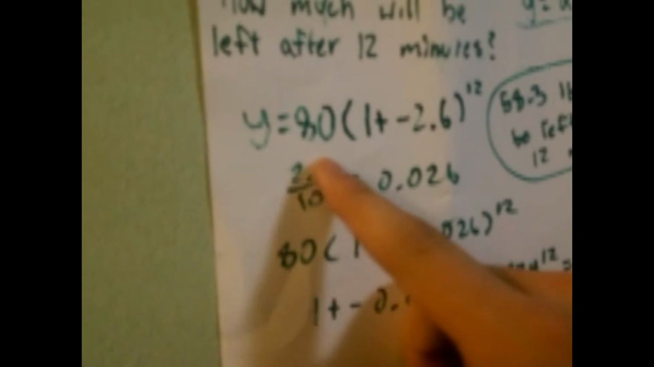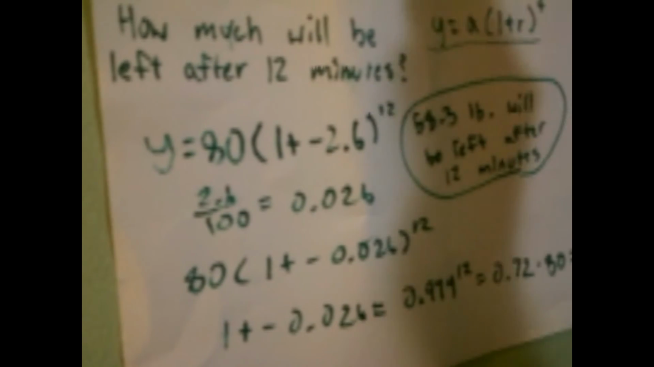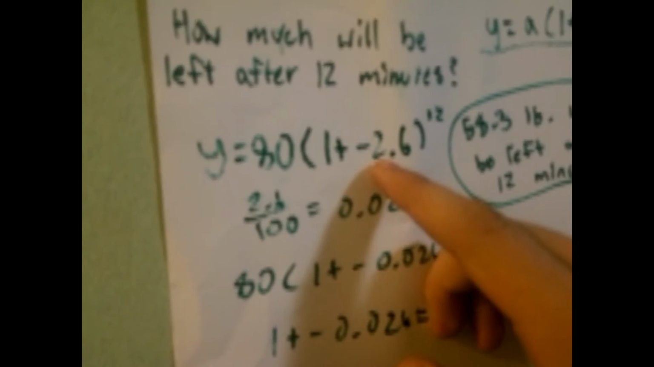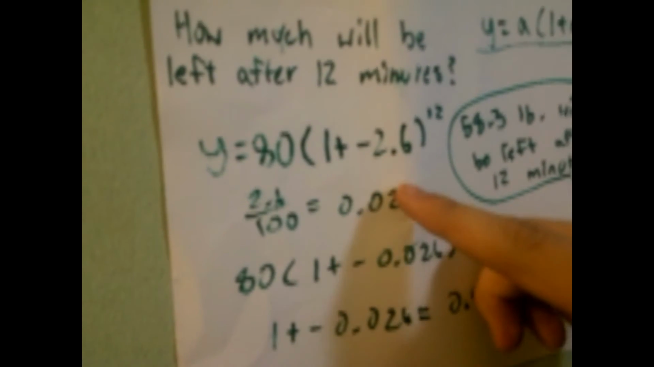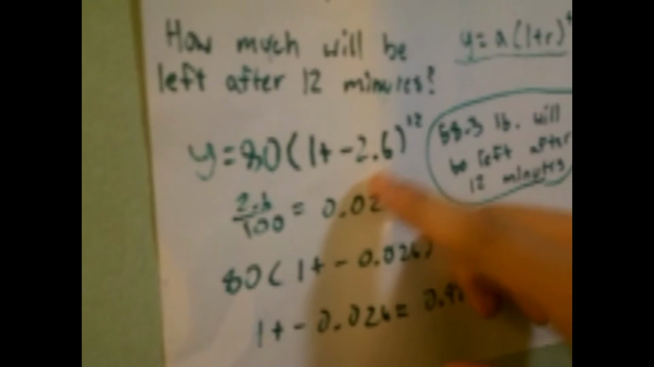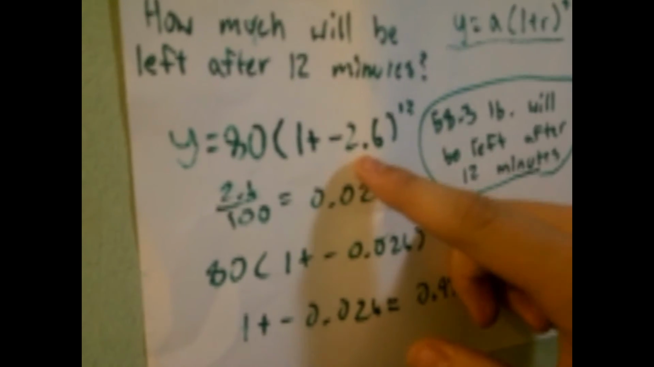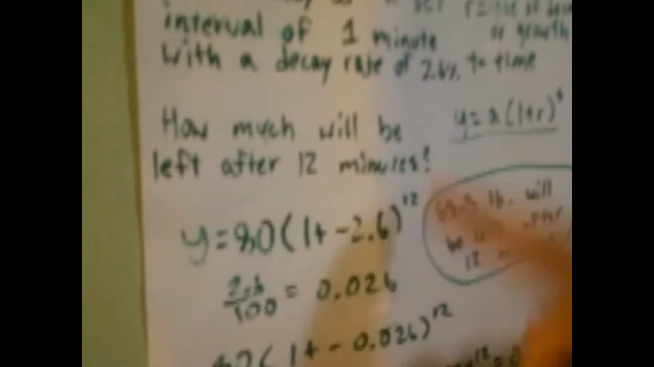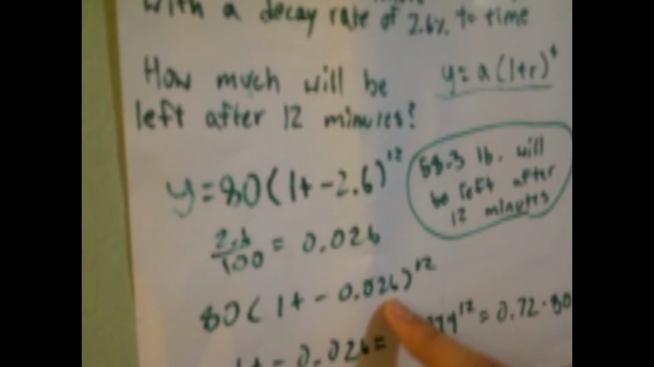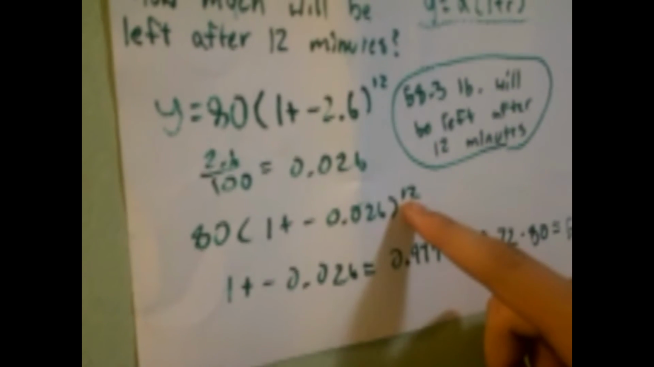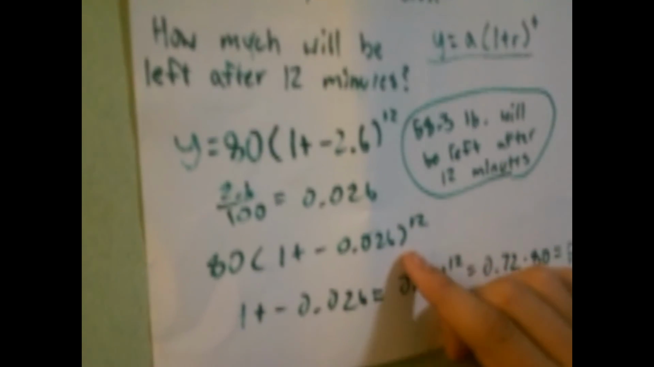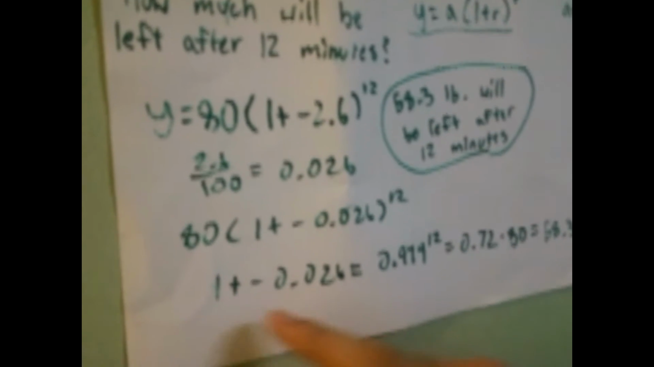So now here we're just plugging in because they already gave us all the information. The initial amount was 80 pounds. The rate of decay was negative 2.6. Wait, no. It was negative 2.6, but here's a mistake right here. You're supposed to turn the percentage into a decimal before you plug it into the equation. So this is how it's actually supposed to look. And with a power of 12, because that's how much they want to know. That's what we plug in for time, 12 minutes.